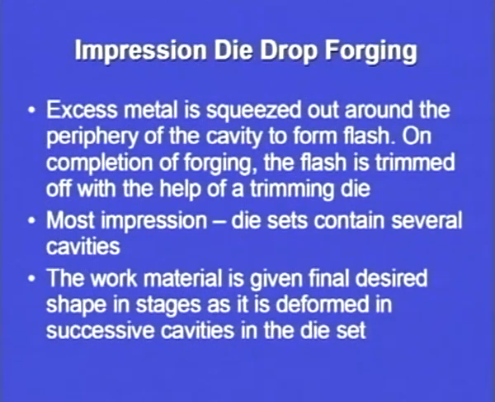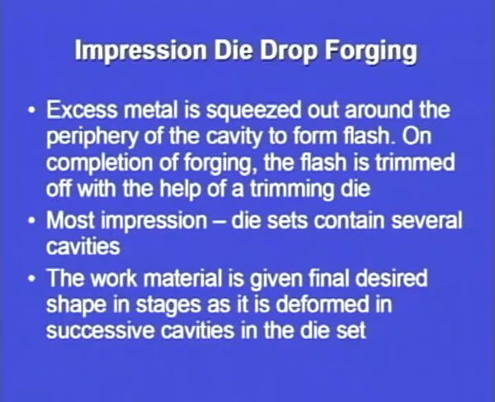Now, a cavity has been formed between a lower die and an upper die. Whatever cavity has been formed, it will have some periphery, and the excess metal will come out at this periphery and form a flash. On completion of forging, the flash is trimmed off with the help of a trimming die. So, there is a trimming die which can be used to scrap off or trim off this flash that comes out at the periphery of the die cavity.